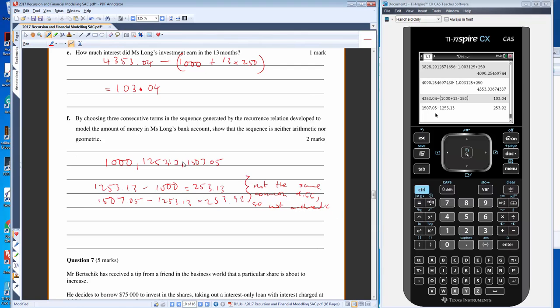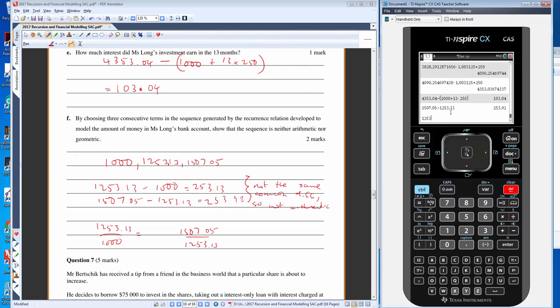Okay, and then we're going to do the same thing, except we're going to show that it isn't geometric. So 1253.13 divided by 1000. And we're going to do 1507.05 divided by 1253.13. Alright, and this will give us the common ratio of both of them.